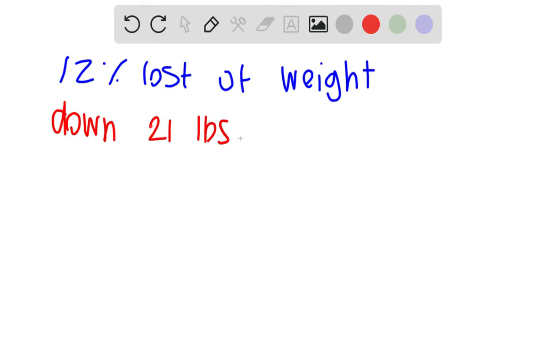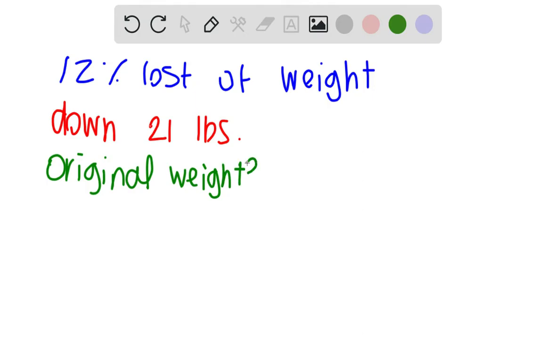LBS is just the shortened version for pounds. What our goal is to figure out what is their original weight. So where did they start at? Just because it's always good to see where we've come from, right? So what we're going to do is we're going to actually look at a proportion method for this one. This is probably my favorite way to teach these types of problems.